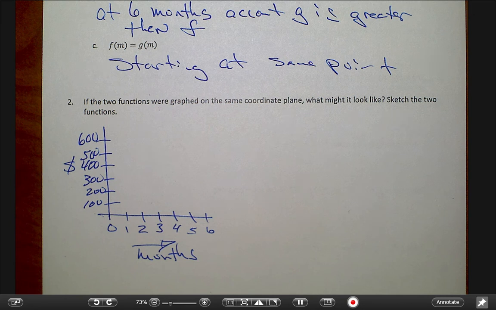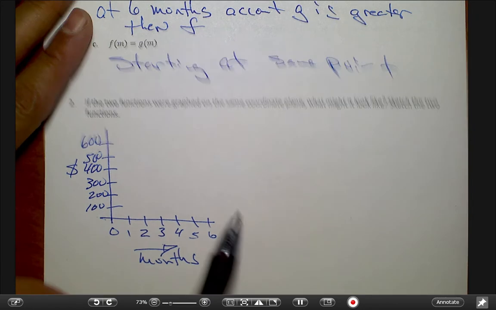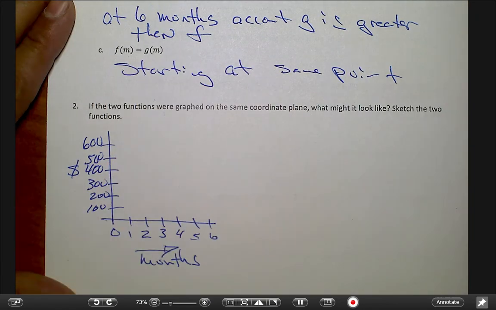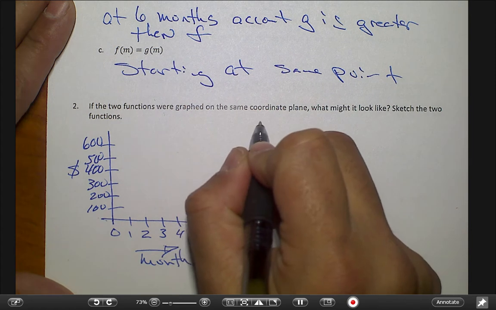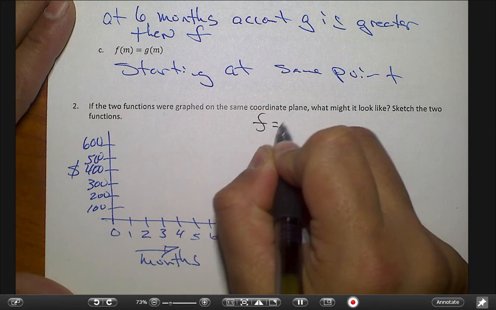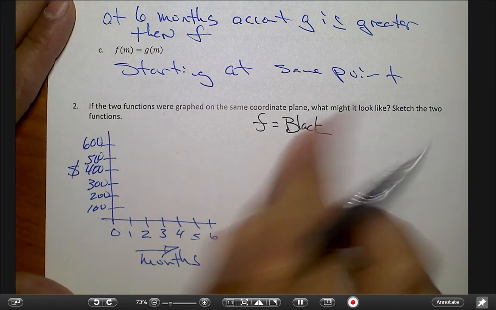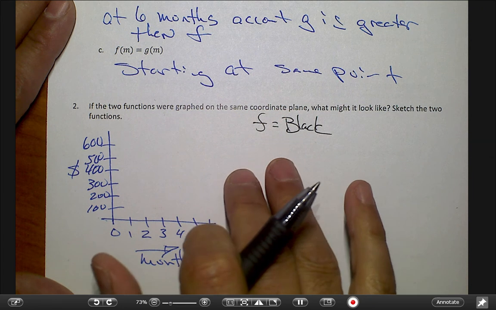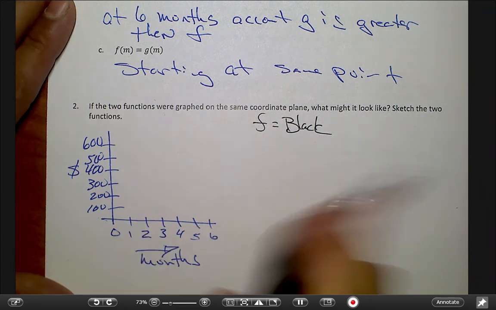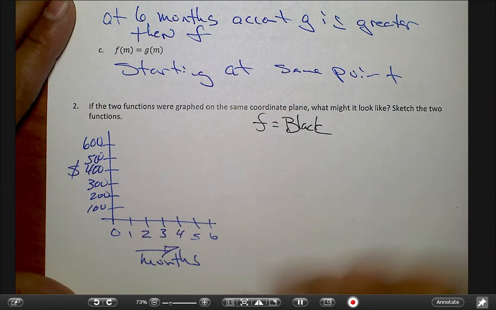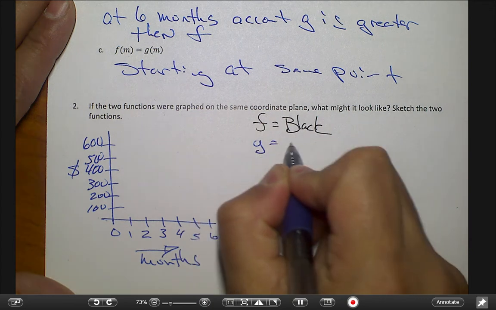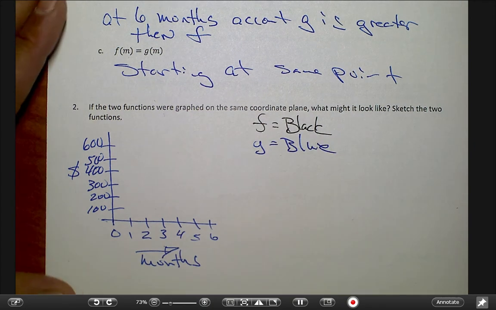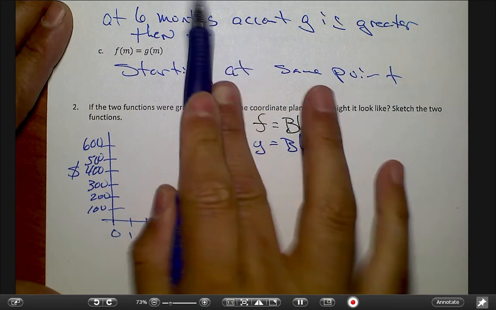So I had some colors, but I guess they are gone now. So let's see. Yes, I do have a black one. So we know at 3 months, f is greater than g. So I'm going to say that function f is black. And this is for those people out in YouTube land: f is going to be black for this case, and g is going to be blue. So f is greater than g at 3 months.